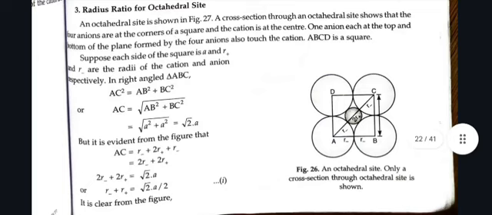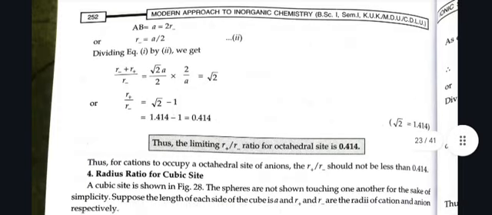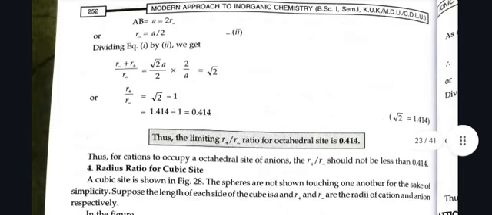AC square equals AB square plus BC square, or AC equals under root AB square plus BC square, which gives under root 2A. But it is evident from the figure that AC equals R minus plus 2R positive plus R negative, which gives 2R minus plus 2R positive. So 2R minus plus 2R positive equals under root 2A. R minus plus R positive equals under root 2A by 2. It is clear from the figure that AB equals A equals 2R minus, so R minus equals A by 2. Dividing equation 1 by equation 2, we get the radius ratio for octahedral site as 0.414.